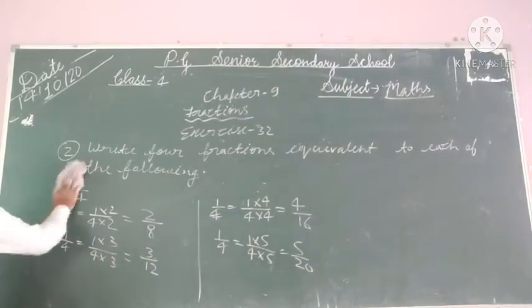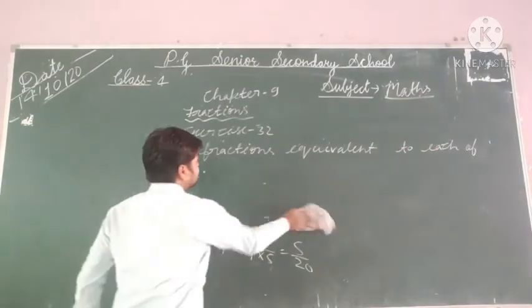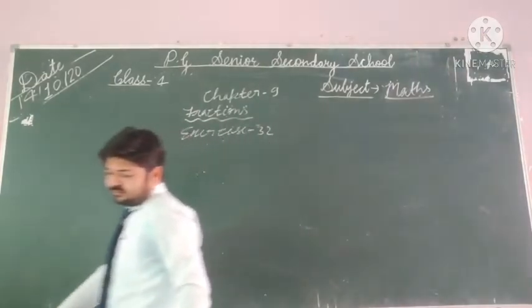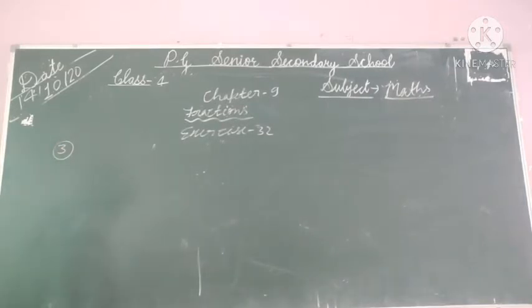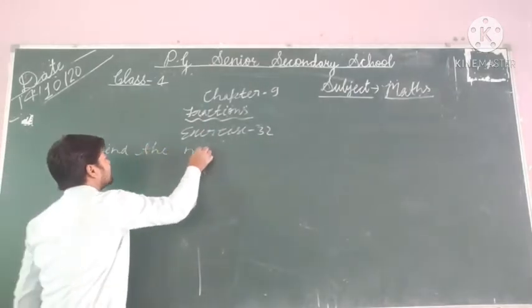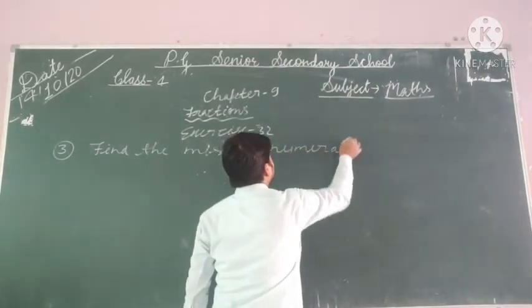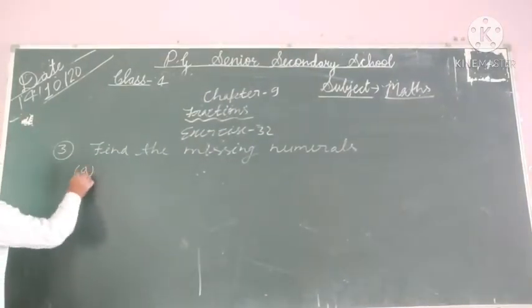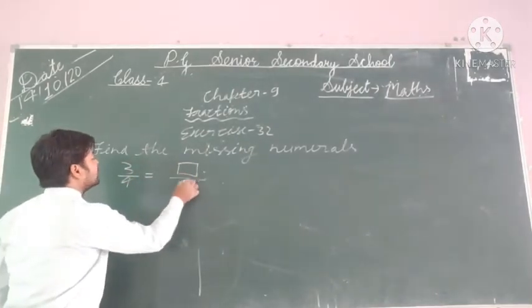Now I am going to tell you question number 3. What is question number 3? Find the missing numerals. Here it is given 3/4 equals a blank, then 16.